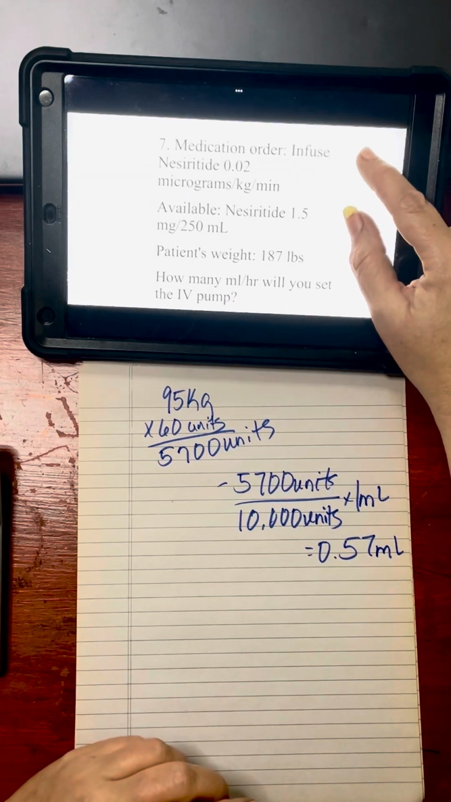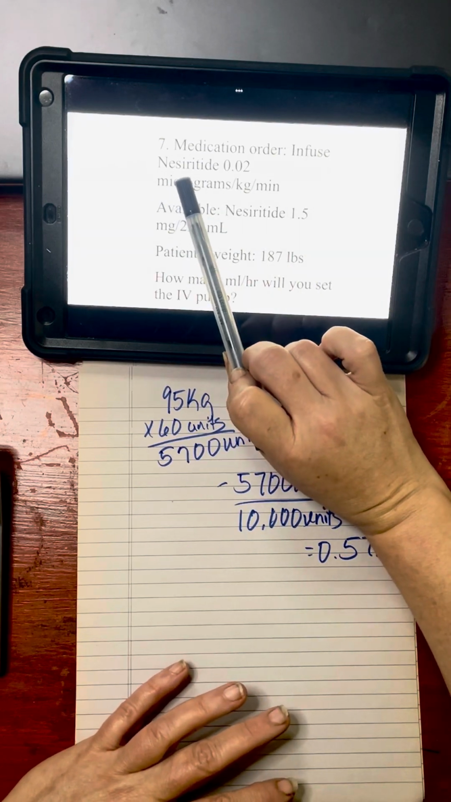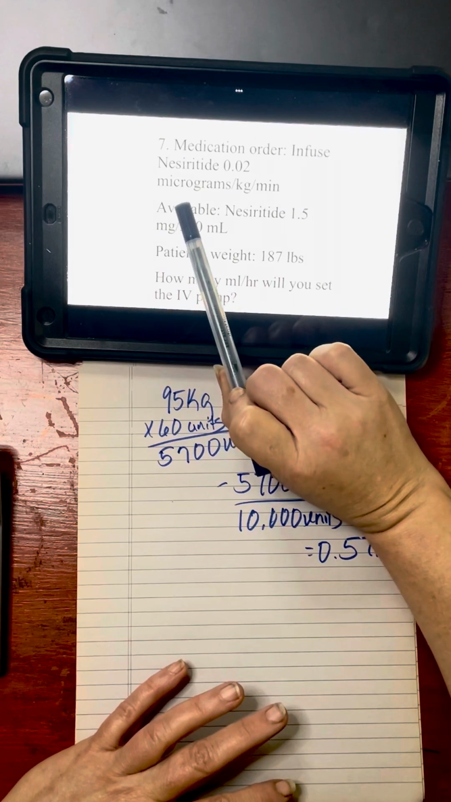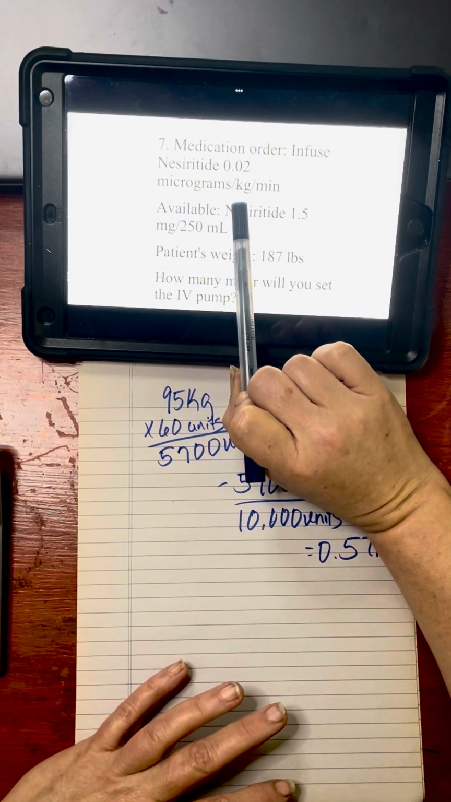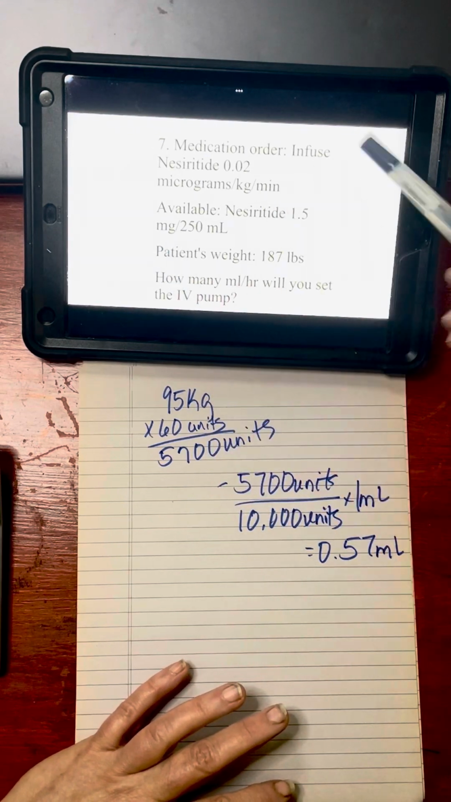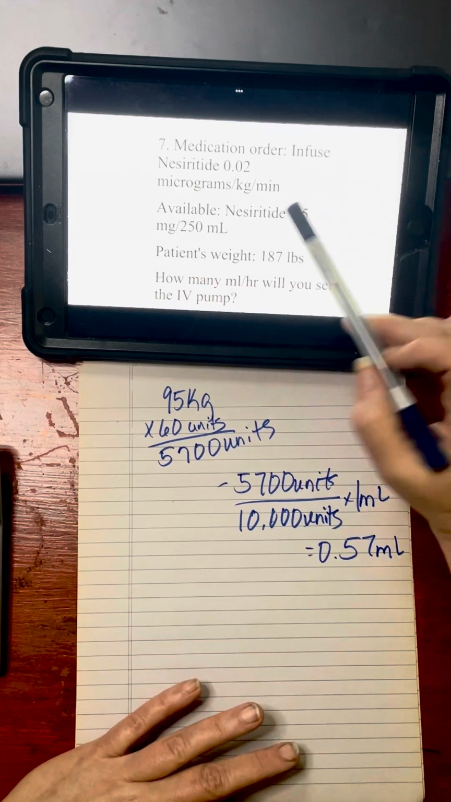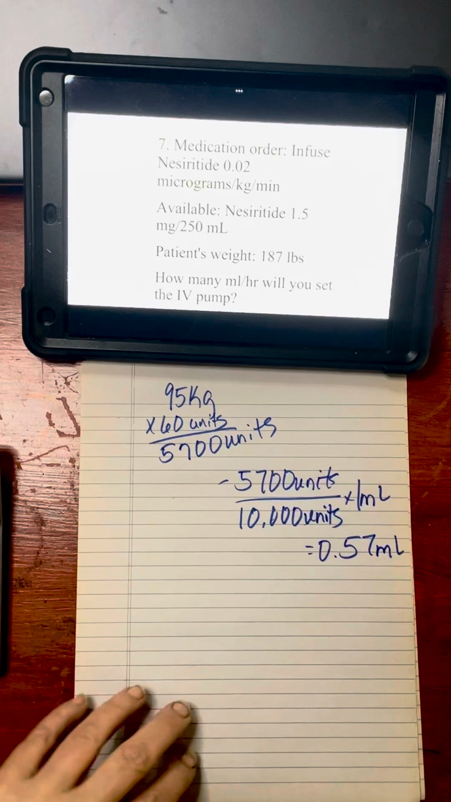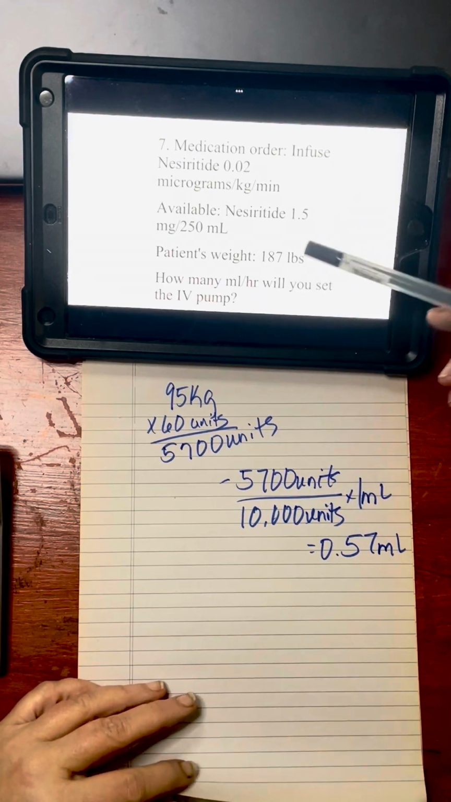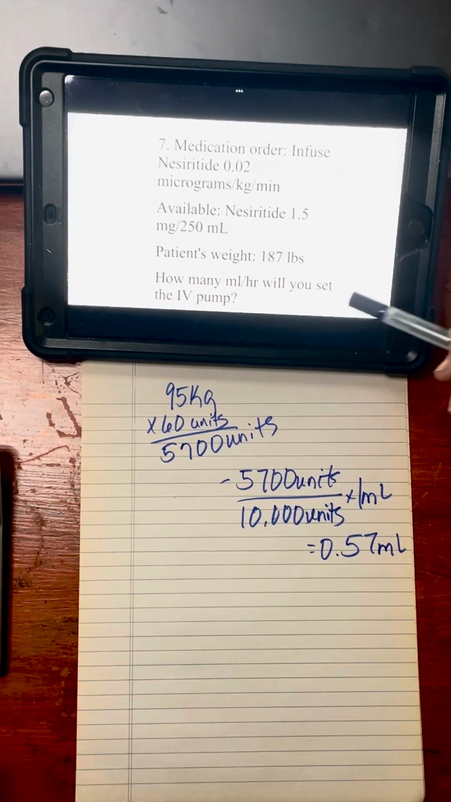Okay, so number 7, the medication order. Infuse nesiritide 0.02 micrograms per kilogram per minute. All right, you're okay. Take a breath. Get a swallow of your beverage. It's going to be all right. Available, you got nesiritide, 1.5 milligrams in 250. Patient weighs 187. And how many milliliters you going to set your pump at?